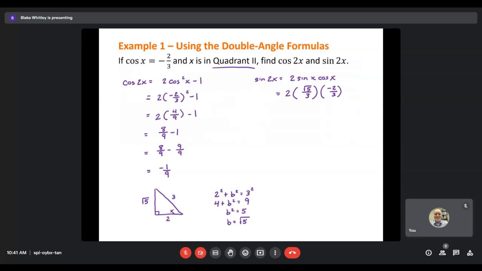And now we just have to multiply. So we're just going to multiply straight across. 2 times square root of 5 times negative 2 is going to give us negative 4 square root of 5. And if I multiply by denominators, 3 times 3 is 9. So our sine of 2x is negative 4 square root of 5 over 9.